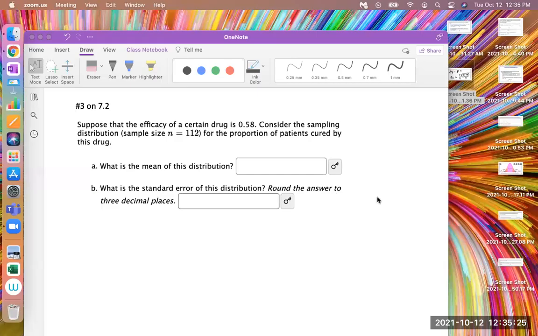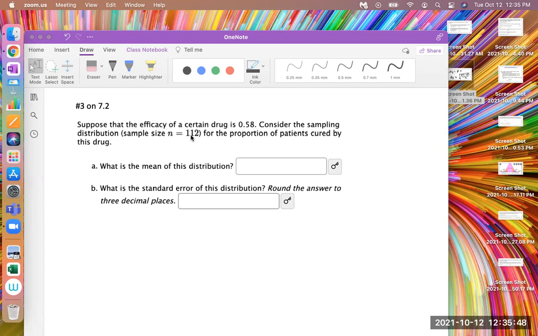This is number 3 on 7.2. It says, suppose the efficiency of a certain drug is 0.58. Consider the sampling distribution, sample size n equals 112, for the proportion of patients cured by this drug. Find the mean of the distribution and the standard error of this distribution, also known as the standard deviation.